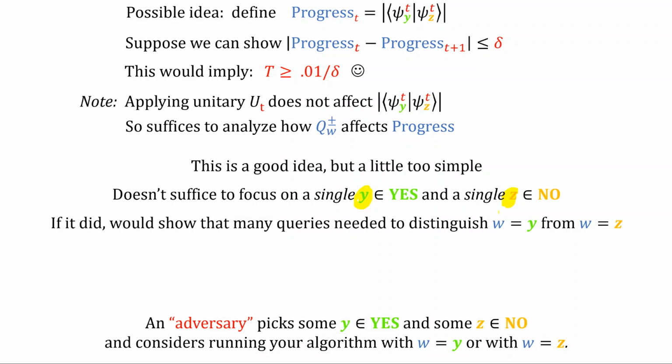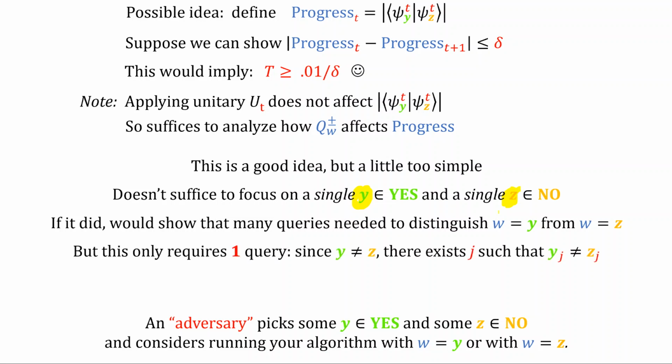But that doesn't make sense, because if the algorithm knows it only has to tell the difference between this particular y and this particular z, well, they're distinct strings, so there must at least exist one coordinate j where they differ, and then the algorithm can tell the difference between that specific y and that specific z with one query. It just has to make one classical query on the jth position, and it'll know if the input is y or z. Okay, so it can always do this with one query, so we have no hope of showing a really large query lower bound like this.